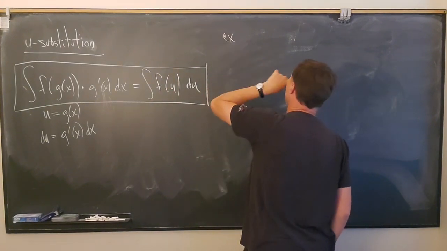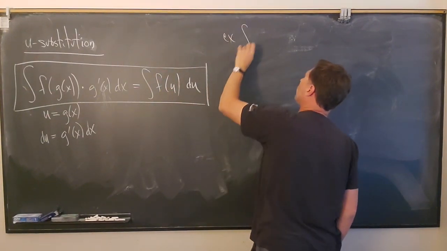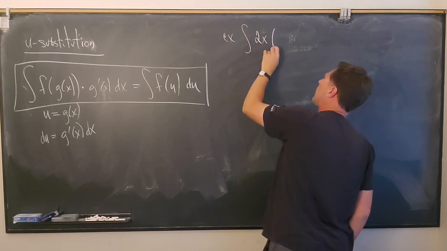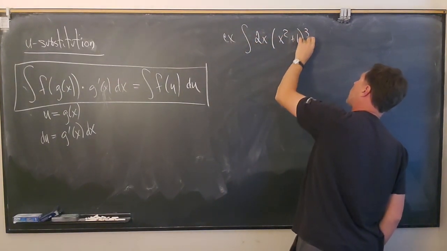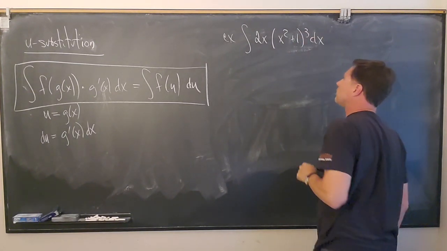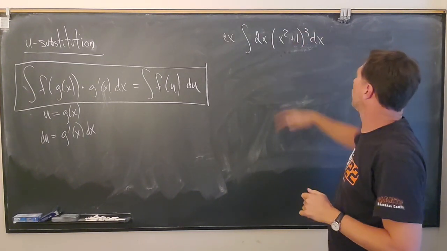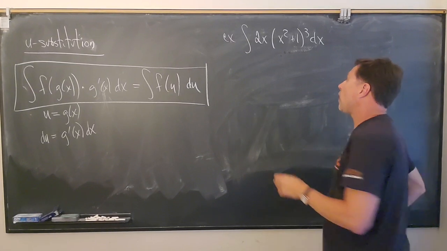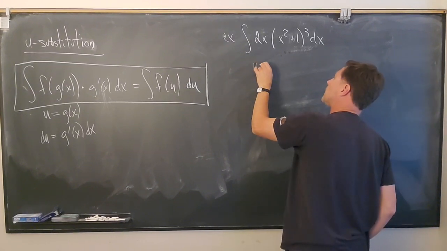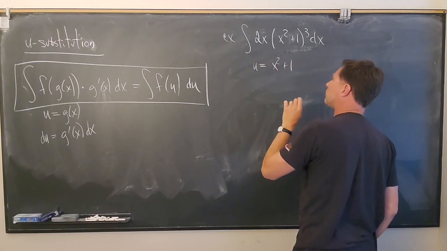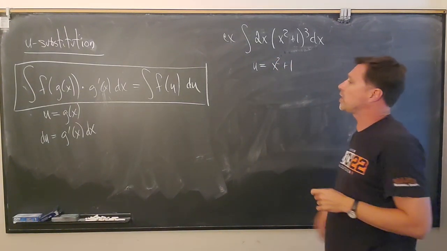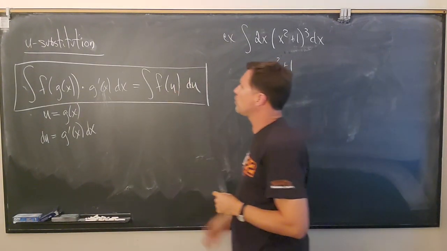The first example, I'm going to start with an easy one: integral 2x times x squared plus 1 raised to the third power. Right? So 2x, x squared plus 1 cubed dx. Now, what I'm going to do is choose u equal to x squared plus 1. Now, why do I make that choice? Well, think about how substitution works.